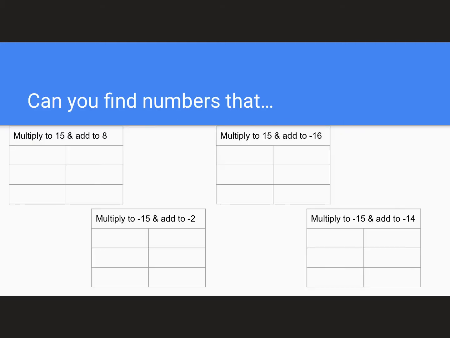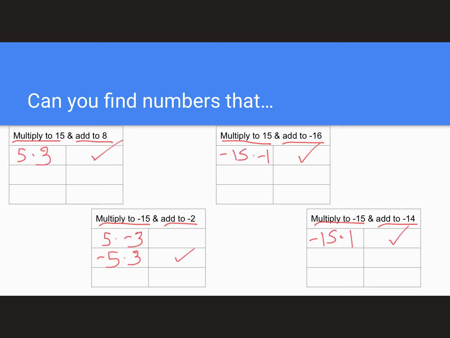So, just something to think about. I want you to pause the video and fill in these tables in your notes. First, find two numbers that multiply to 15 and add to 8. Then find two numbers that multiply to 15 and add to negative 16. Two numbers that multiply to negative 15 and add to negative 2. And finally, numbers that multiply to negative 15 and add to negative 14. Go ahead and pause the video now.